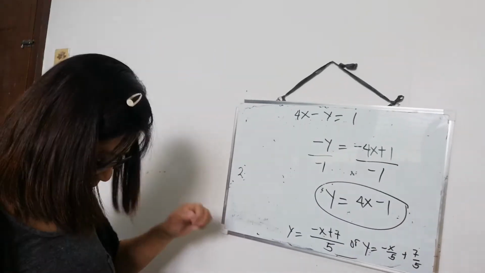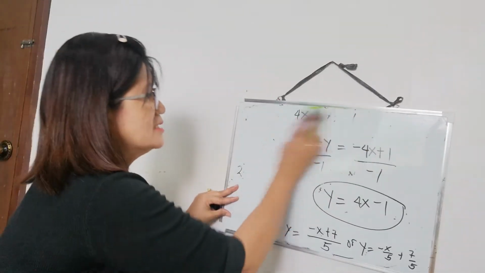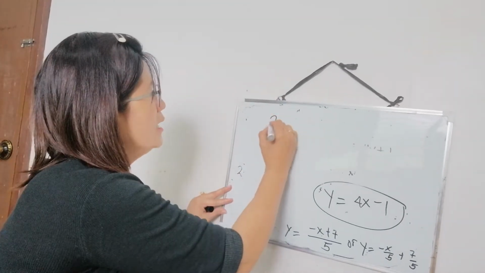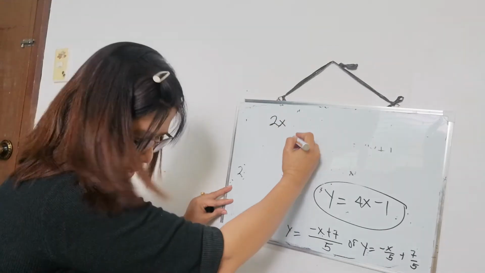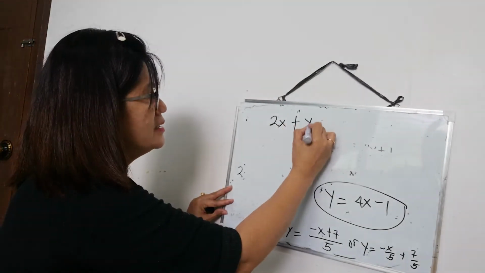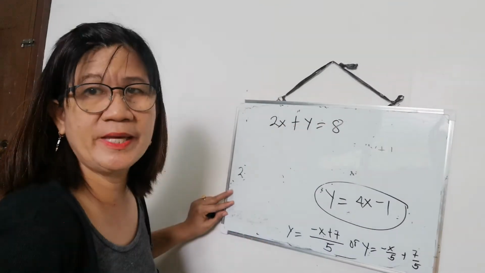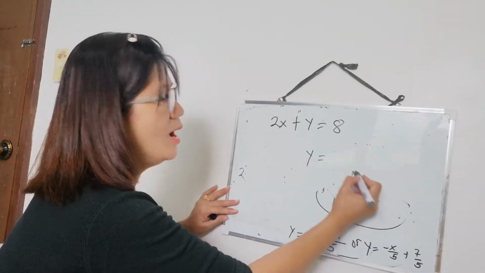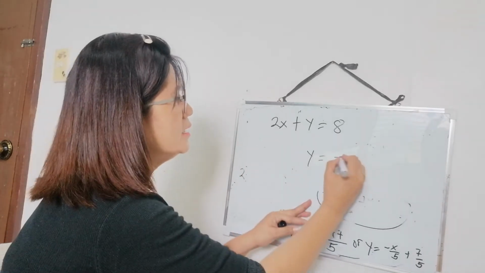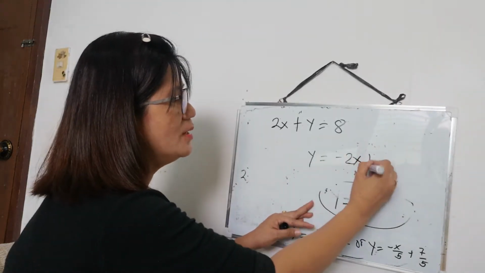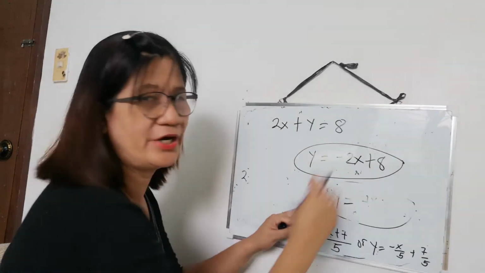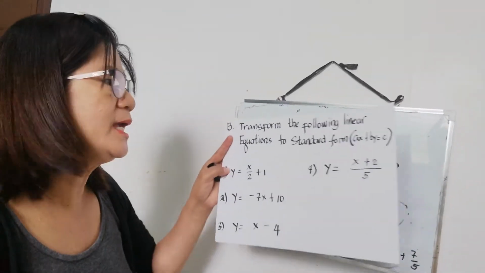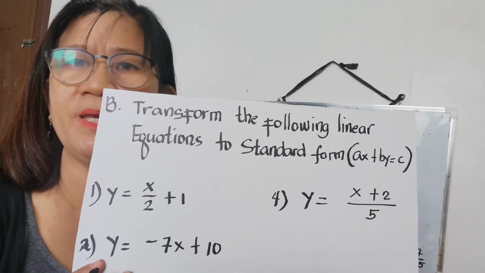Okay? Another. Okay, last. We have 2x plus y. Let's rewrite 2x plus y equals 8 into slope intercept form. So, bring down y equals. So, ito magiging negative 2x. Mananatili siyang positive. So, that will be the answer. O, madali lang, di ba? Okay. Letter B. Ano yung nakalagay sa letter B?